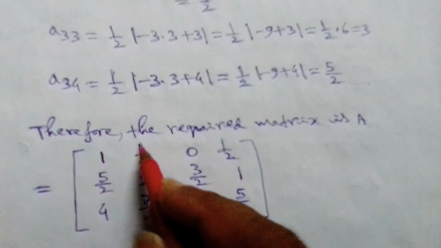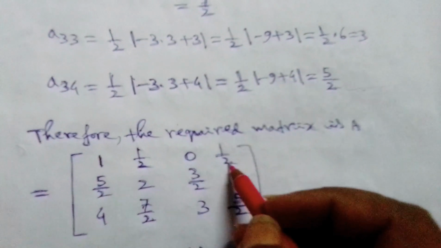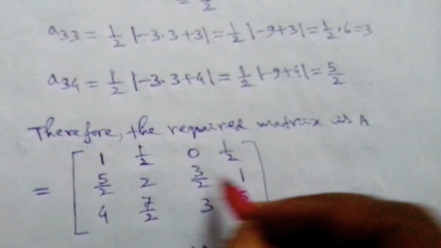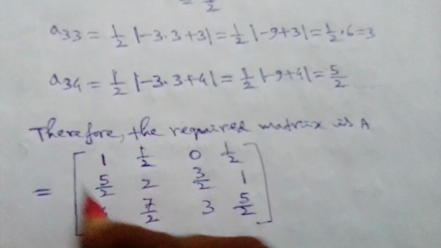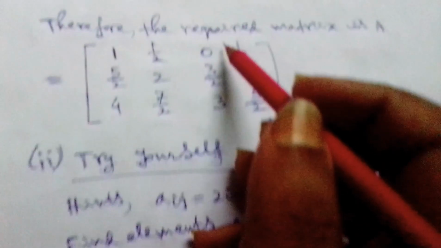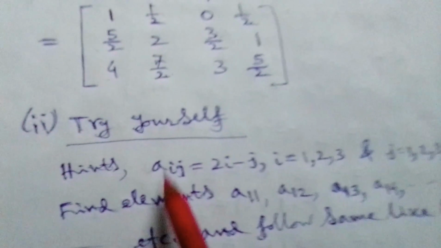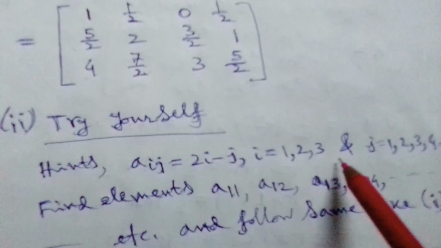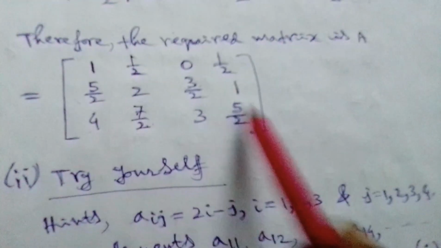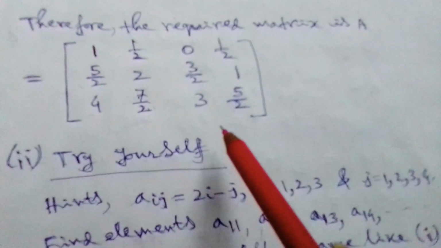A11 is 1, this is half, this is 0, this is half, this is 5 by 2, 2, 3 by 2, 1, 4, 7 by 2, 3, 5 by 2. Substituting all of these elements that have been evaluated here. And the next question is simple and proceeds the same way, just like this, substituting all these values and finding the required matrix. Now we are going to the next problem.